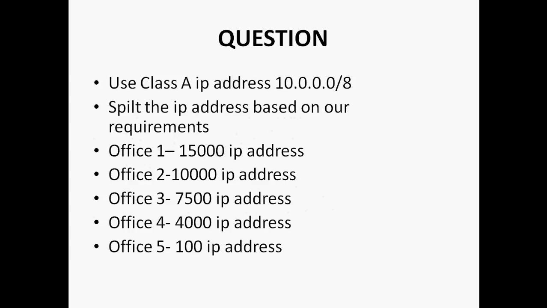Okay friends, a question for you guys. The question is: use a class A IP address, that is 10.0.0.0/8. Using the class A network you can split the IP address depending upon our requirements. My requirement is: Office 1 needs 15,000 IP addresses, Office 2 needs 10,000 IP addresses, Office 3 needs 7,500 IP addresses, Office 4 needs 4,000 IP addresses, and finally Office 5 needs 1000 IP addresses.